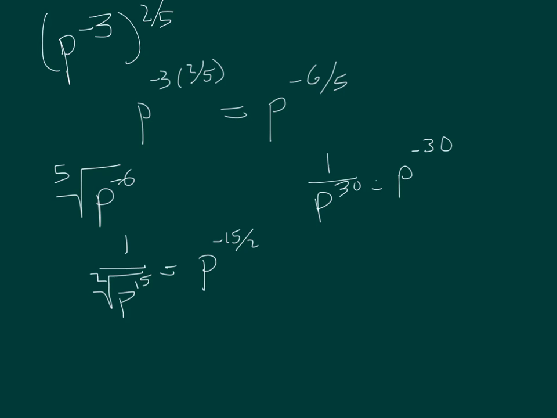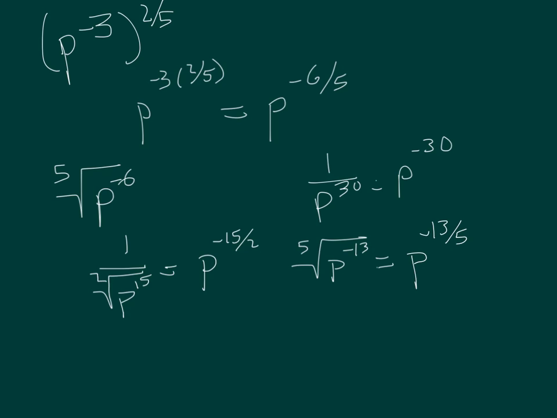All right, the next option we have the fifth root of p to the negative 13. The fifth root of p to the negative 13, which again, this one would be the top of the fraction, this one would be the bottom. So this would end up being p to the negative 13 over 5, which doesn't match up, does it?